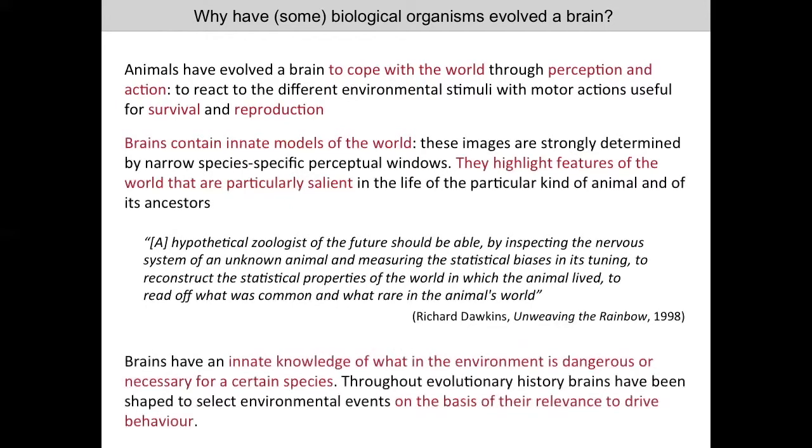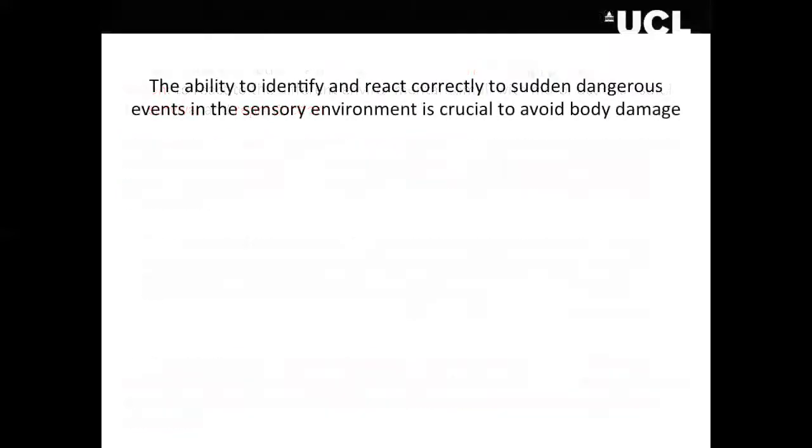So this innate knowledge of what in the environment is important, what is dangerous, what is necessary, is something very ingrained in brains. And brains have been shaped to select and highlight things in the environment which are very important to drive behavior, save your life, and pass your genes on.